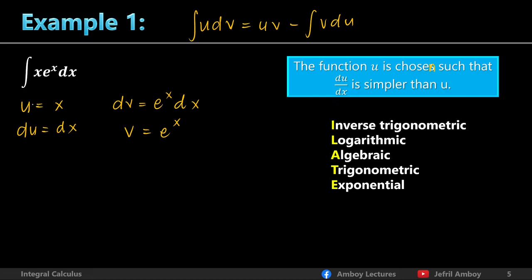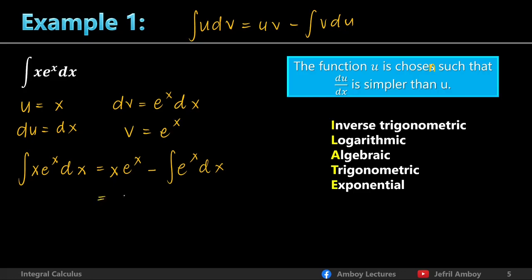Now, let's solve this problem by copying integral of x, e raised to x dx equals. We know that this is your u dv, right? Ito yung u dv mo. So, ano yung u times v? Ito yun, no? U times v. Okay, so, x e raised to x minus the integral of v du. Ay, alin ba yung v? Ito, e to the x. At ano yung du? dx. Ayan.